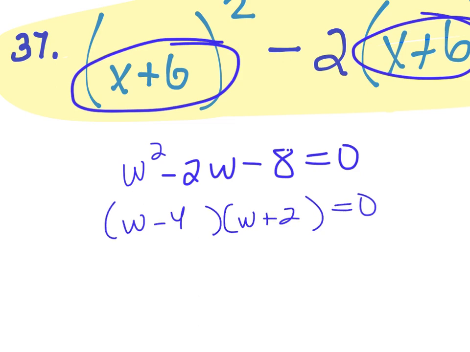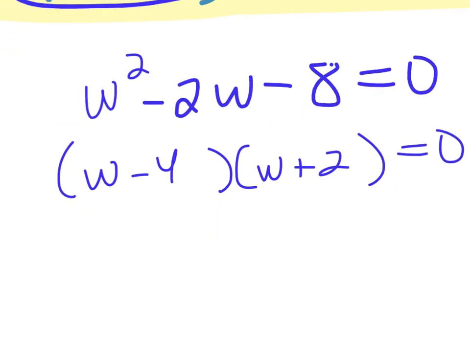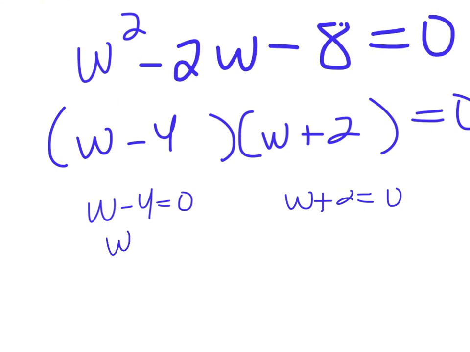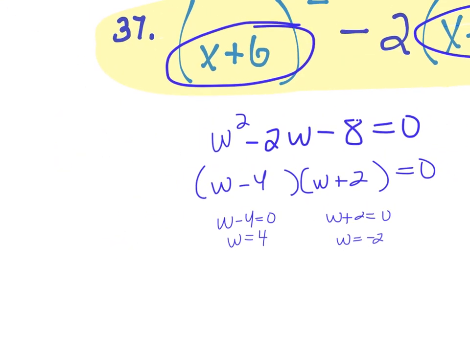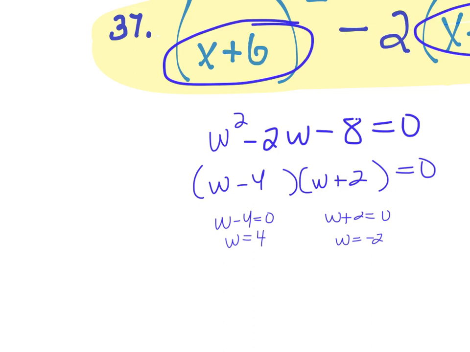So how would I solve for W? What would I do? Set them both equal to 0. So W minus 4 equals 0. W plus 2 equals 0. So what does W equal on the left-hand side? 4. And what does W equal on the right-hand side? -2. Great.